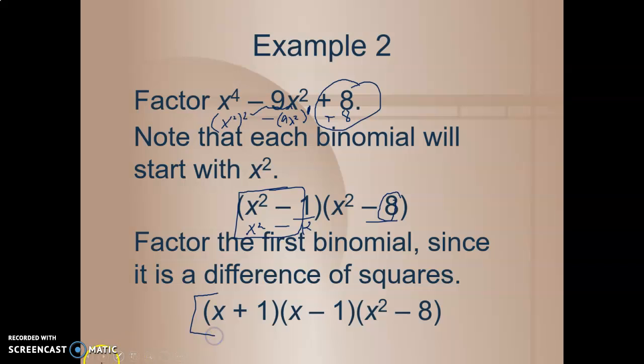This is now considered completely factored. We can multiply it back out to check our work, and we would get x to the fourth minus 9x squared plus 8.